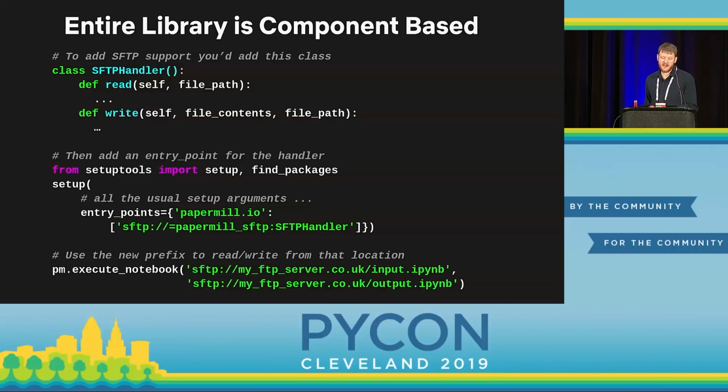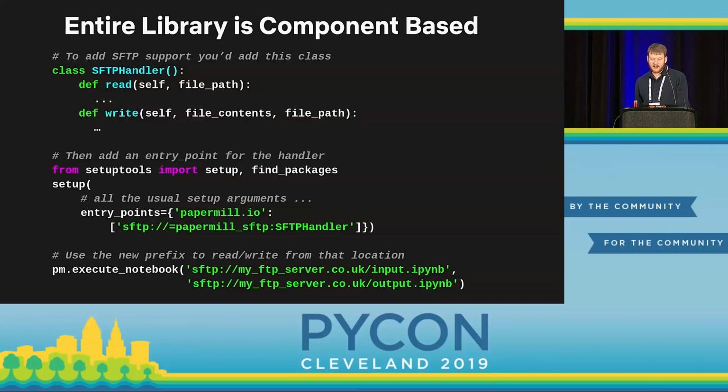So what this code basically reads as, you just need to make this handler for the input, the sources or sinks. If you implement read, you can read. If you implement write, you can write. And then inside of your own package, you can use setuptools and use the entry points to add a new entry point, and then that automatically gets registered into the IO registry of Papermill.